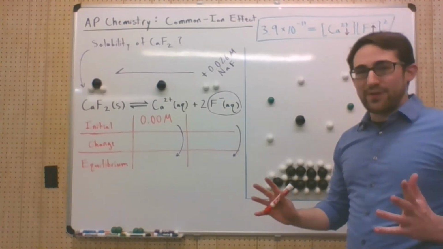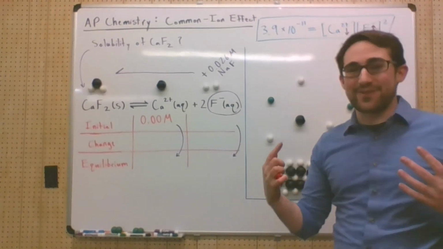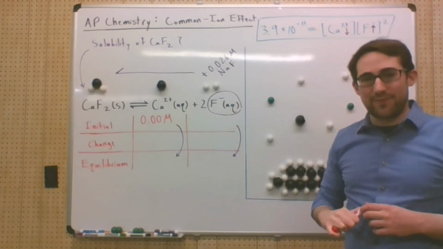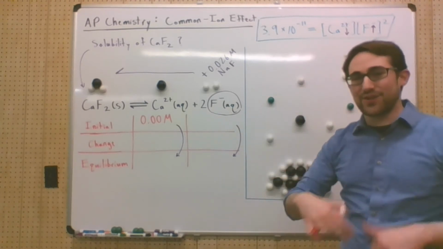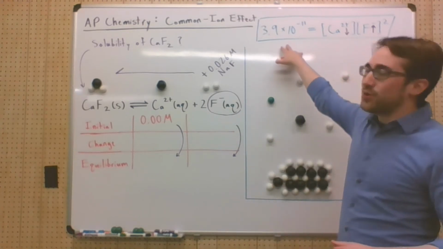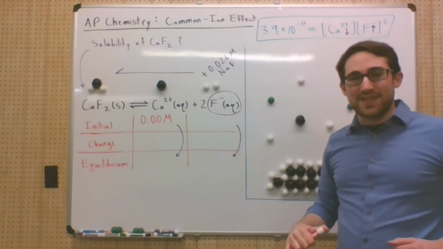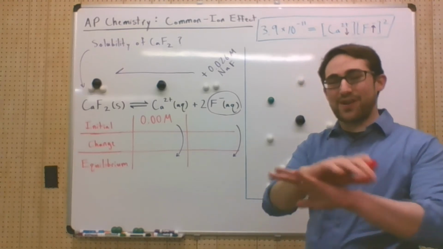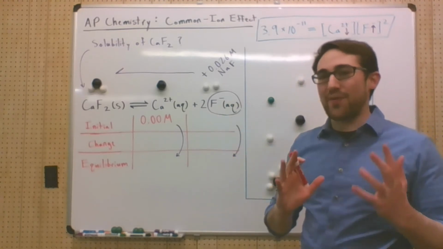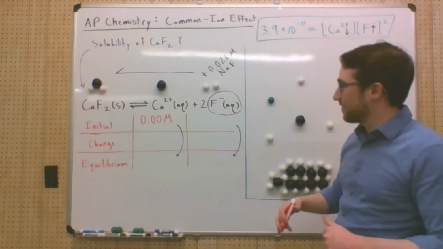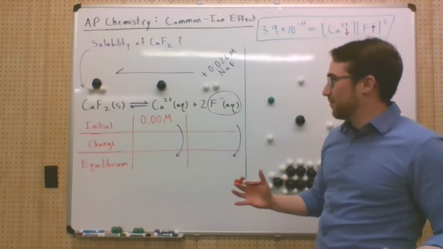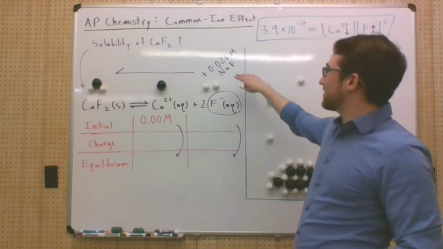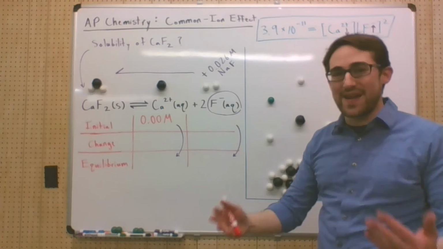Let's look at an example of how this might play out with some math. So we have our KSP up here for our calcium fluoride dissociating into its ions. It should be equal to 3.9 times 10 to the negative 11th at 25 degrees Celsius. And we're assuming that we're keeping that at the same temperature throughout this process. So, for the sake of simplicity, we're going to say that we're adding in this calcium fluoride solution into a solution of sodium fluoride that's already been made up.